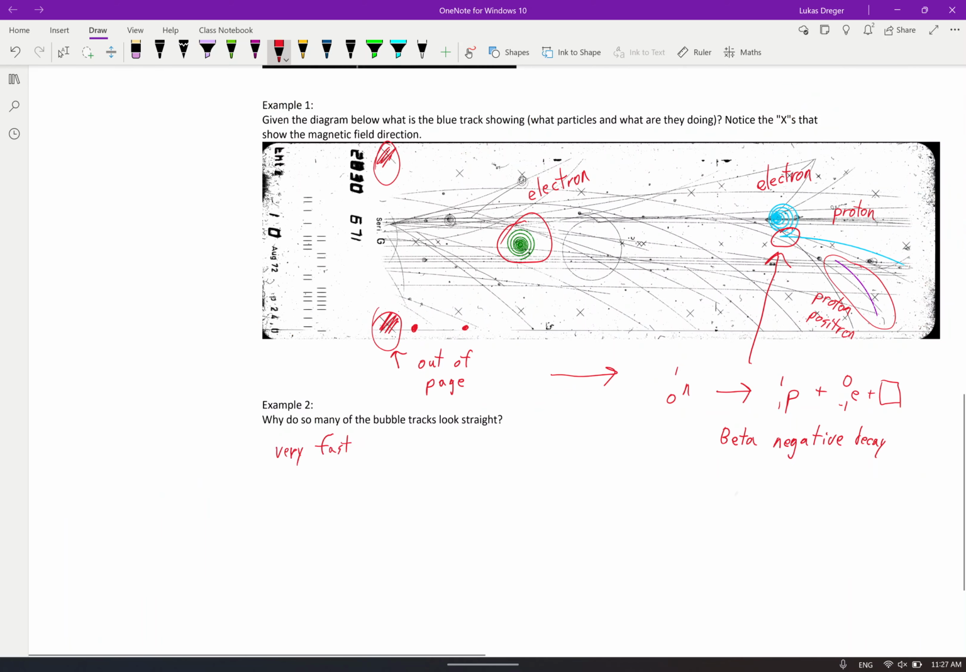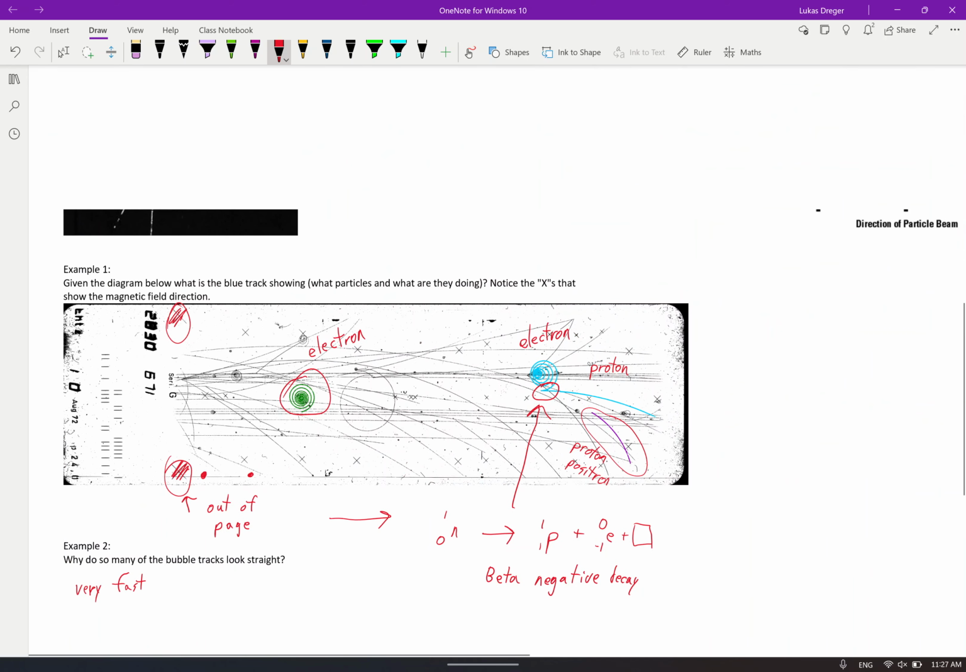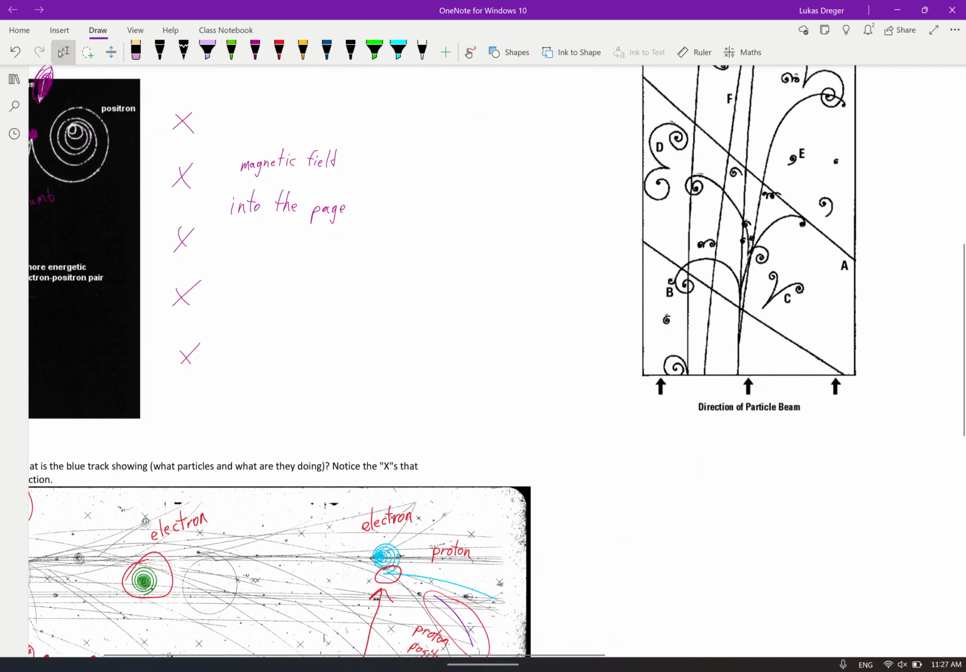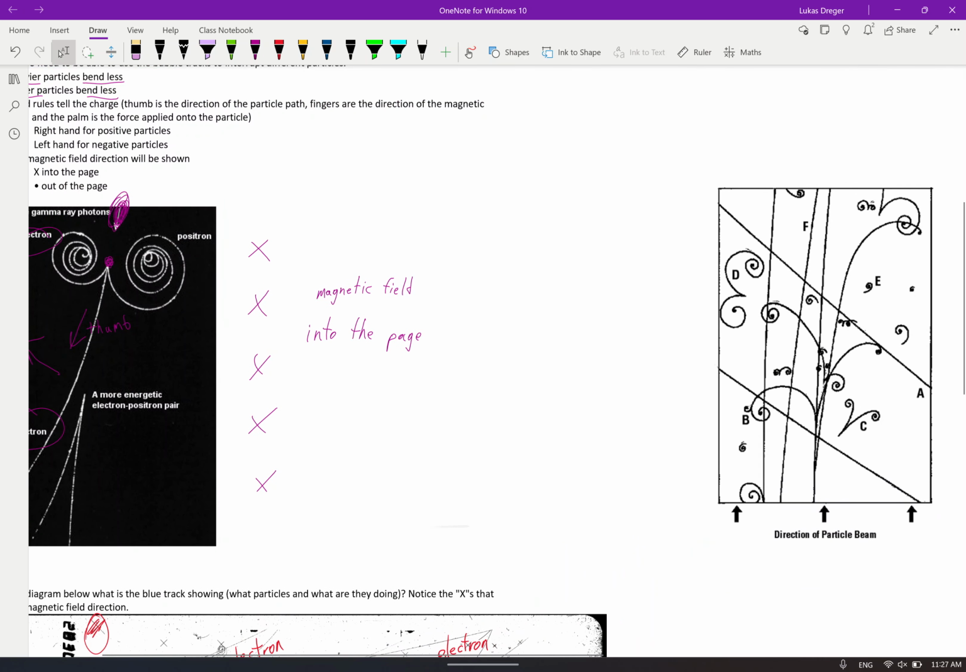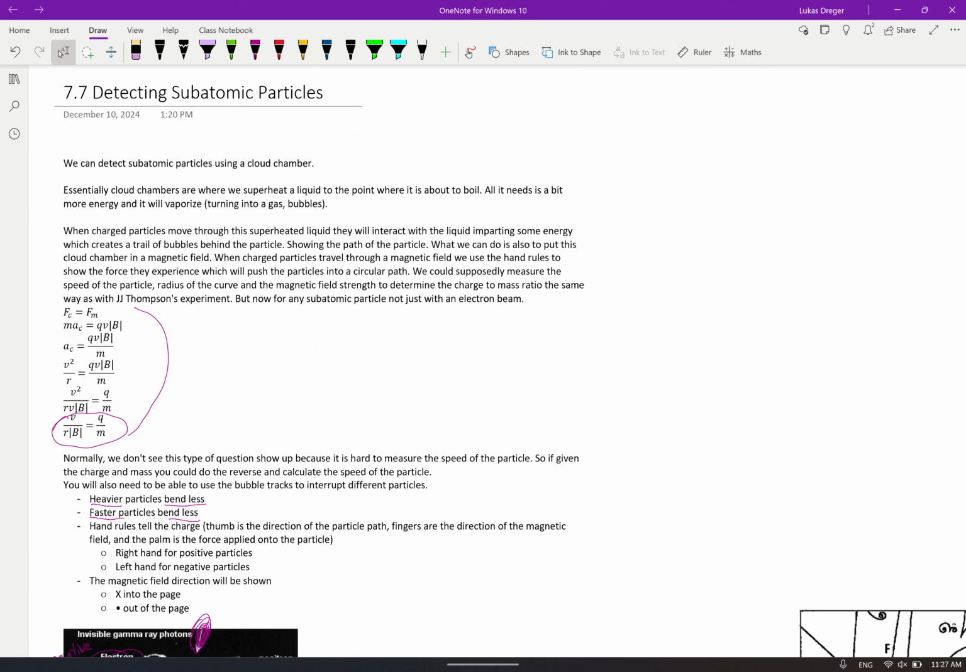All right. Yeah, so I hope that video helped you better understand the idea of bubble tracks. There's a lot of good resources of other pictures and stuff you can find online, but I hope this video helped you better understand what a cloud chamber is and how to read them. Hope the video helped, and good luck.